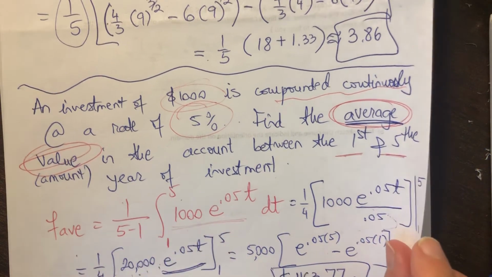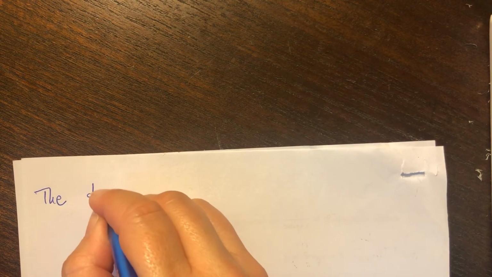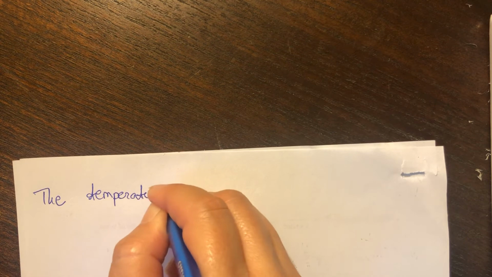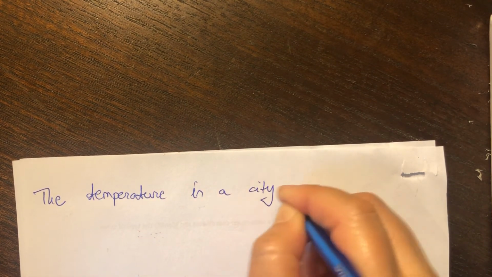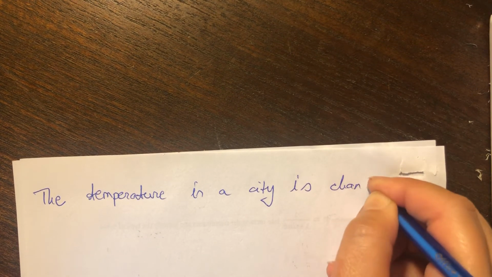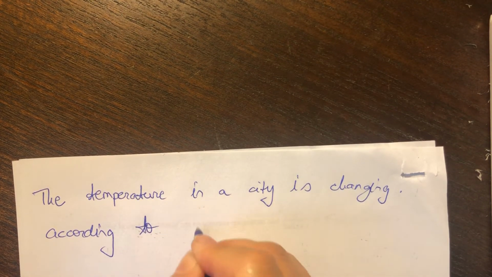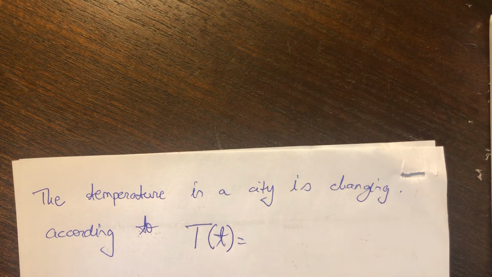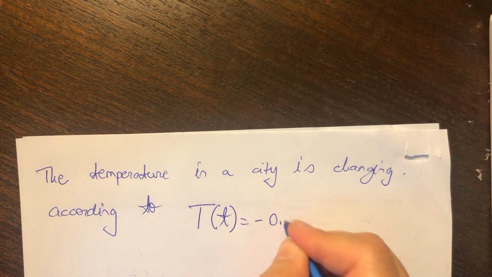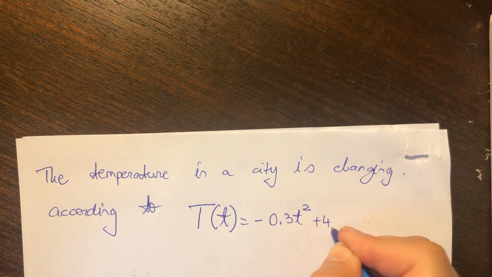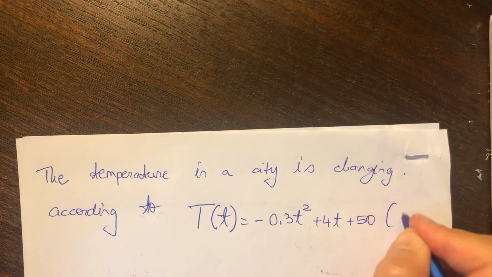And let's just do one more problem, and then we'll be done with this section. Okay. So here it is. That's another thing that we use this formula for: taking average temperature. Here, I'm going to say this: the temperature in a city is changing according to this formula. The temperature at time t is negative 0.3 t squared plus 4t plus 50 degrees Fahrenheit.